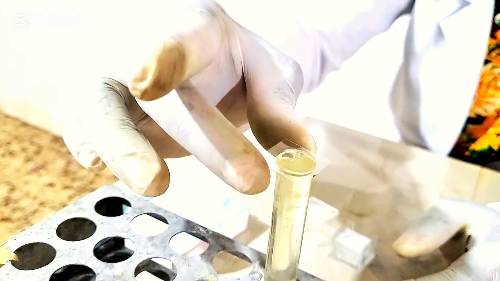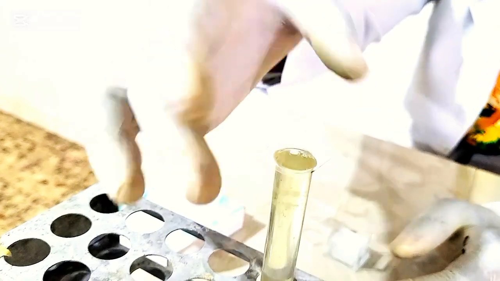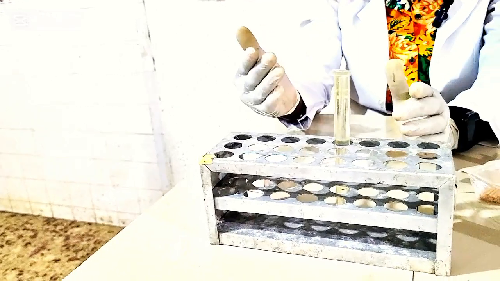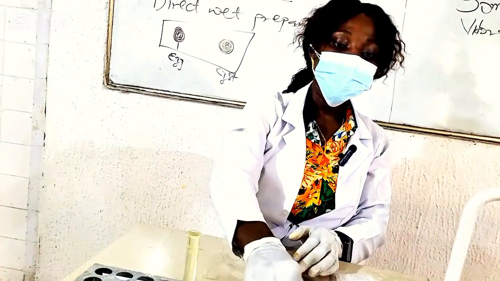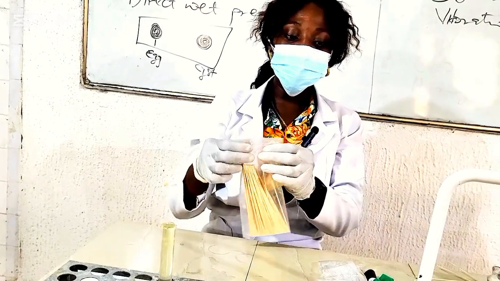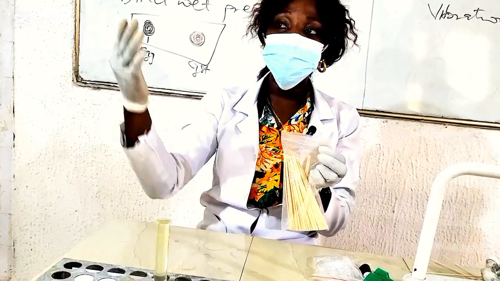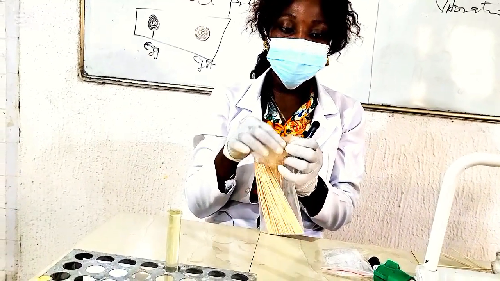And then you place a cover slip like this. The cover slip must touch the surface. As you can see, mine is touching the surface of the solution. And then you leave it undisturbed for 30 minutes. So start timing for 30 minutes. And once it's 30 minutes, I'm going to show you how it's going to look under the microscope.